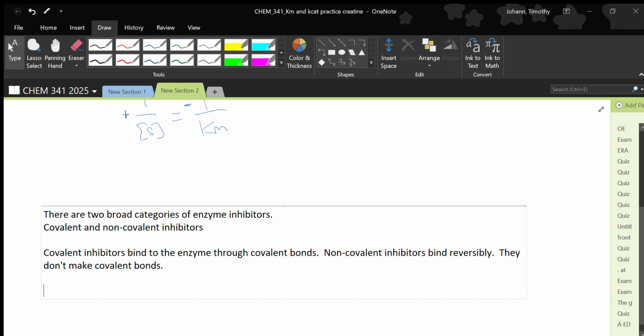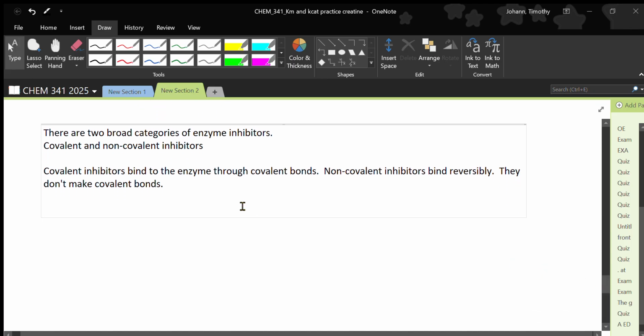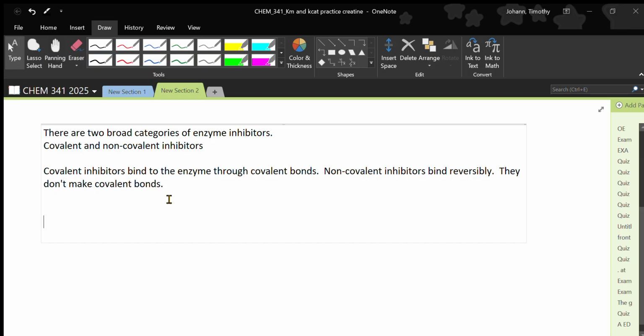Now, they might bind really tightly, which makes it almost irreversible, and that's a really good drug if you can do that. But we're going to focus on these non-covalent inhibitors here. That's generally what happens in biochemistry. And so there are four types of non-covalent inhibitors.